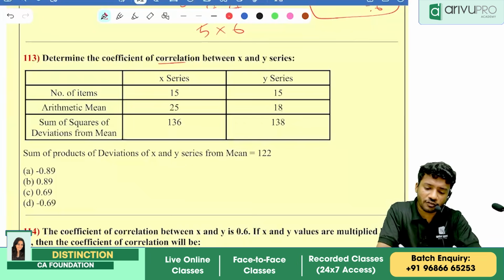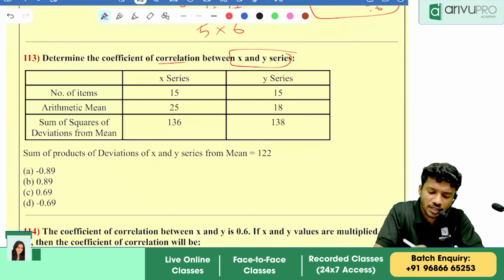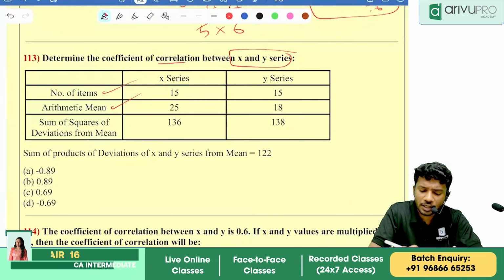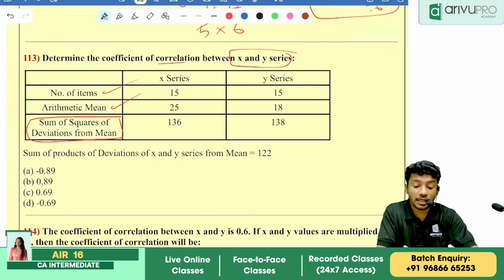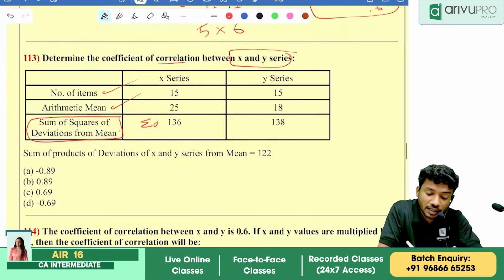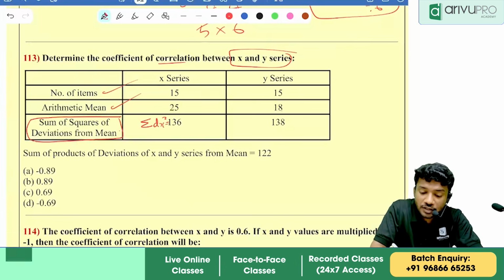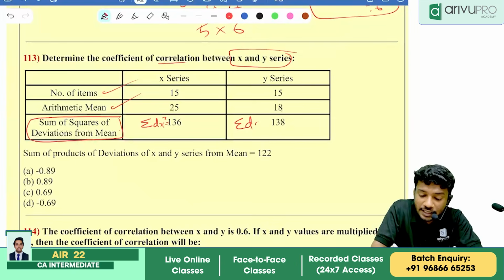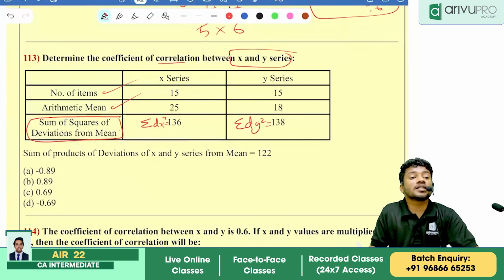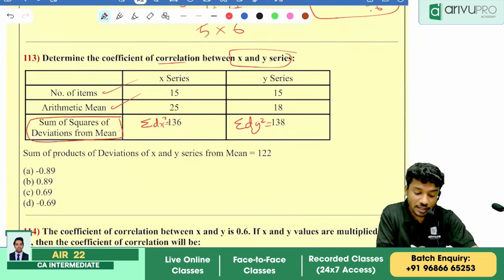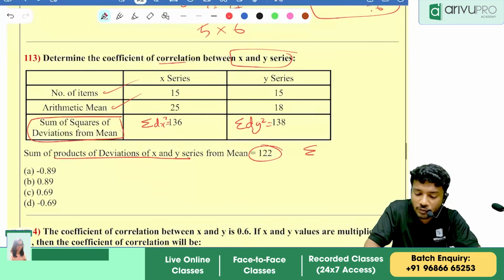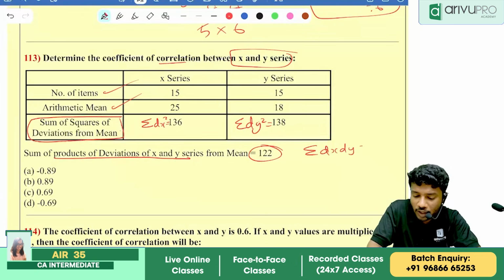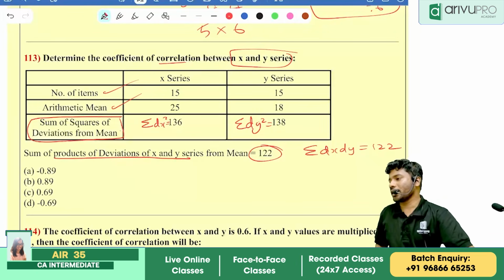Determine the coefficient of correlation between x and y series. The number of items is given. The arithmetic mean is given. The sum of the squares of the deviation from the mean, that means sigma dx square, is given. Similarly, sigma dy square is given as 138. Then the sum of the product of x and y series deviations from the mean is also given. That is sigma dx dy equal to 122.